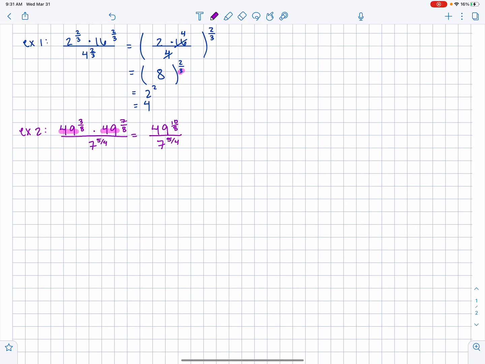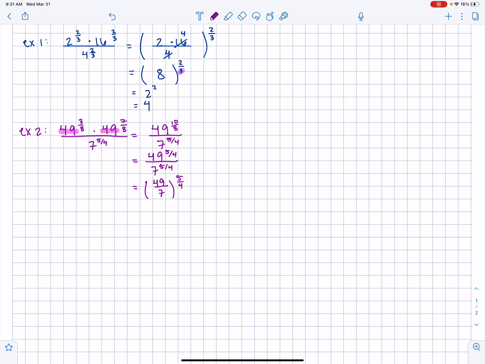Well, now we can reduce this fraction. We can reduce 10/8. So we can reduce that to 49 to the power of 5/4 over 7 to the power of 5/4. And now you notice that these have the same exponents. And if they have the same exponents, I'm going to pull those out to be one exponent on the outside of those parentheses, leaving us with 49 over 7.